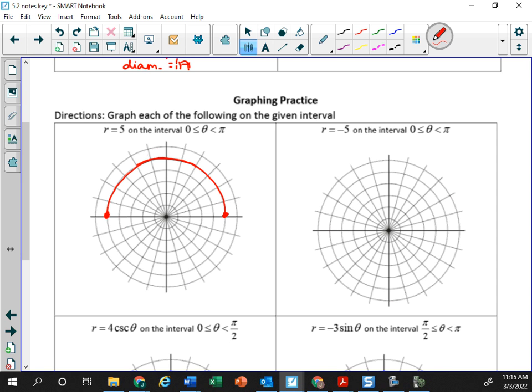r equals -5 on the interval 0 to pi. What does that look like? I see some of you going down here. That is absolutely right. Because if I start over here at -5, if that's my starting point, and then I'm traveling through 0 to pi, remember this is now 0. That's the starting point. So I'd be going here all the way back around. Hopefully you can draw the lines better than I can. Does that make sense to everyone why it's the bottom half? Okay.